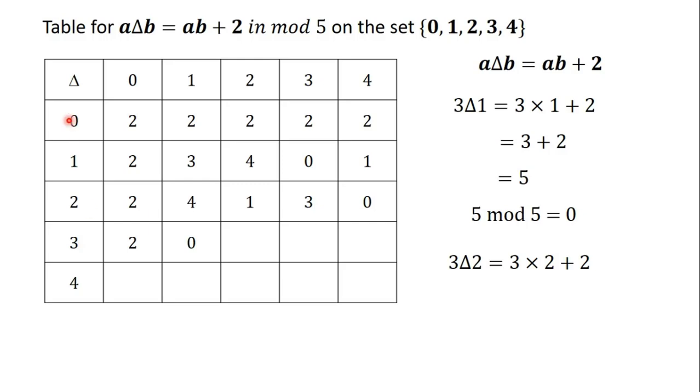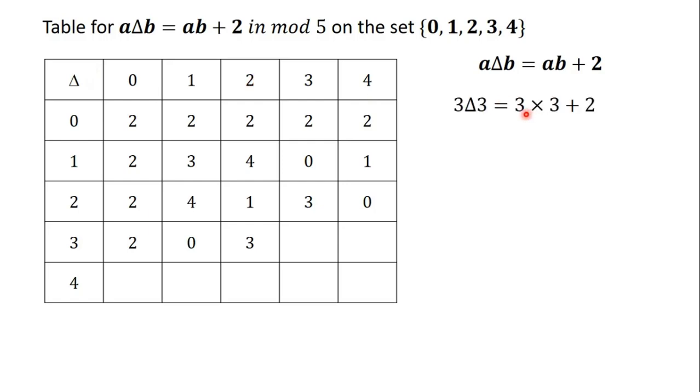The next one is 3 delta 2. 3 delta 2 is equal to 3 times 2 plus 2. 3 times 2 is 6. 6 plus 2 is 8. 8 mod 5 is 3. The next one is 3 delta 3.